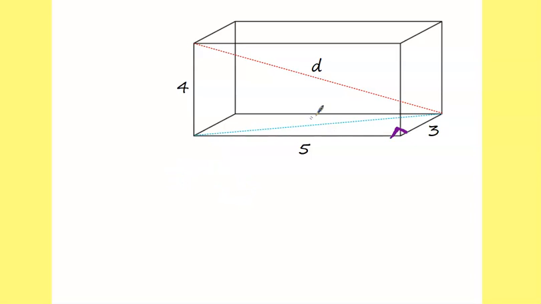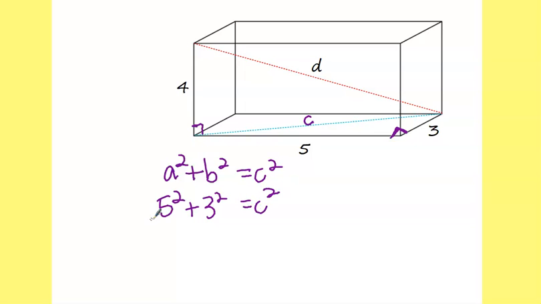So I could use that to find this hypotenuse here, and then this hypotenuse becomes the base of this other right triangle here. So I could do my Pythagorean theorem, a squared plus b squared equals c squared, and I would do 5 squared plus 3 squared equals c squared. 25 plus 9 gives me 34 for c squared, which means the square root of 34 is what c is going to equal. So my c here is going to be the square root of 34.